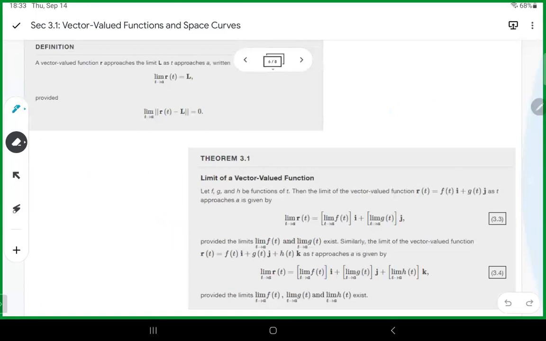For a week. Okay. So, definition: a vector valued function R approaches the limit L as t approaches a when, and it gives you the definition there for the limit, provided that the limit of the absolute value is equal to 0. Okay, and then it also has a theorem. So the limit of a vector valued function: let f, g, and h be functions of t, then the limit of the vector valued function as t approaches a is given by the following limit. Okay, and you can see that you can expand those limits as you need to given your function.